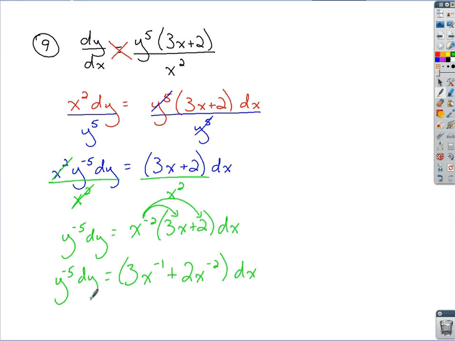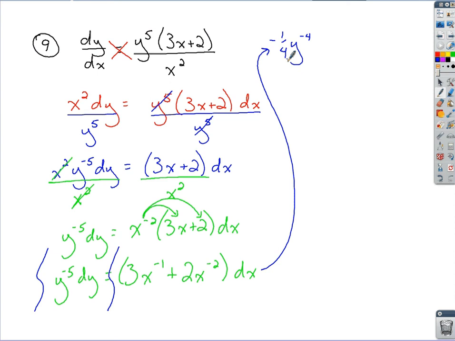Left side stays the same. And like I said before, since you've got the y's separated from the x's, you can take the antiderivative now of each side. So bring that up here. Taking the antiderivative on the left, you're adding 1 to that power of negative 5. You've got y to the negative fourth. Take that reciprocal of negative 4, being negative 1/4. Bring that to the front.